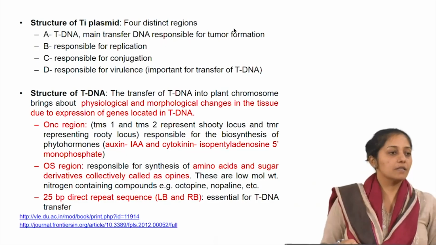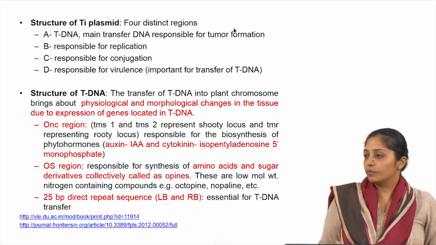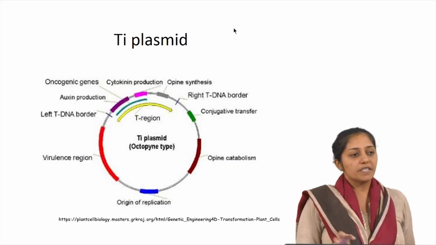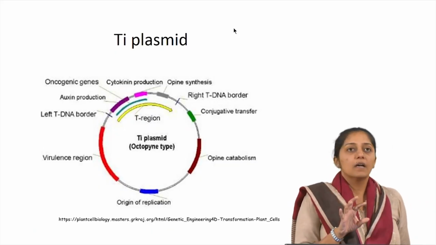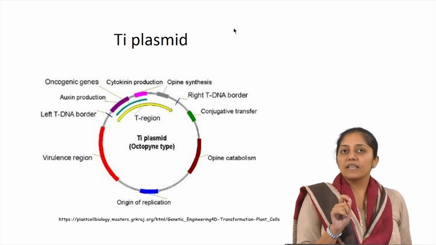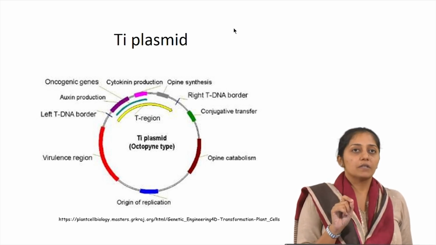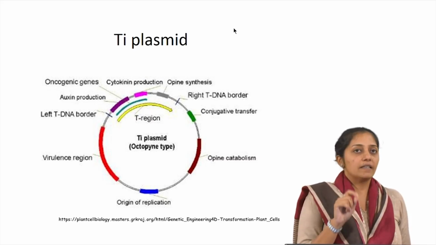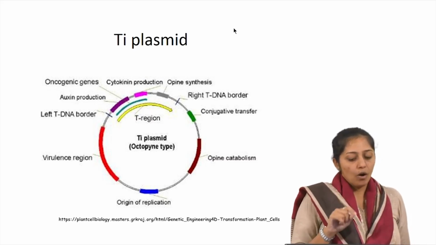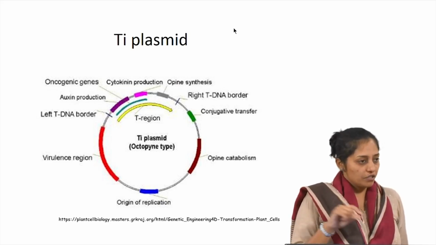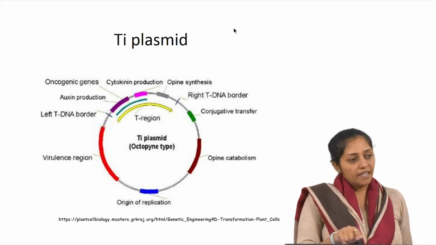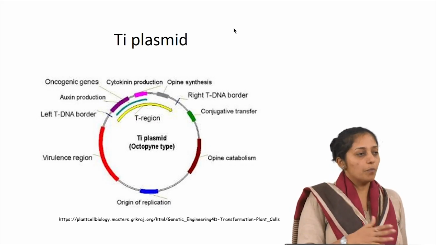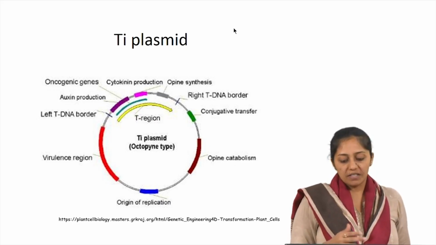These are some of the links which you can go through to help you understand. This is just a pictorial representation of the entire Ti plasmid. Now you will have oncogenic genes, cytokinin producing genes, and opine synthesizing genes. This entire part is called the oncogenic region. Then you will have the T region. The T region will include your left border and the right border and all these genes.